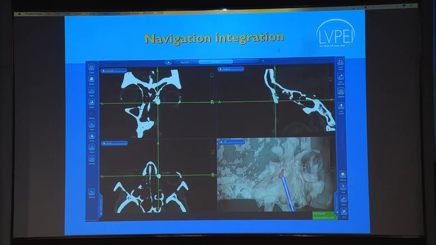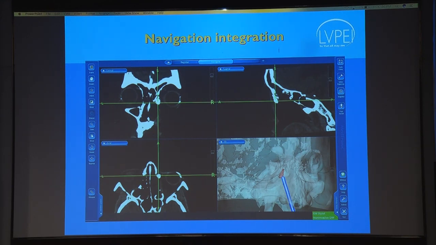Now we have to integrate navigation into these images. The lower image on the right side is the 3D view. The purple thing is the navigation probe, and the red is the lacrimal sac, which is our area of interest. So when we're touching the lacrimal sac with the purple probe, we can see in the axial, sagittal, and coronal scans that the crosshairs, the two green lines, are coinciding at the exact location. So using the navigation system, we can very accurately delineate the structure that we want to address.